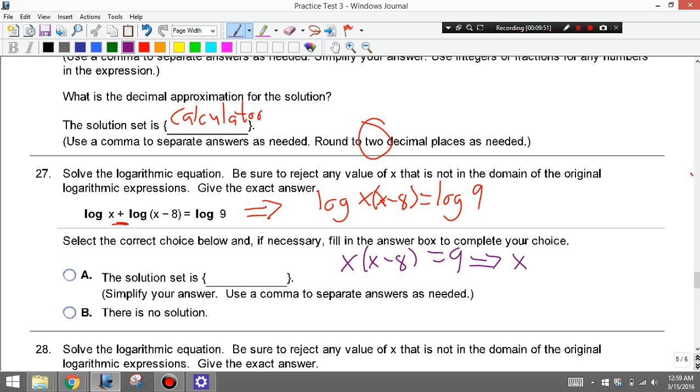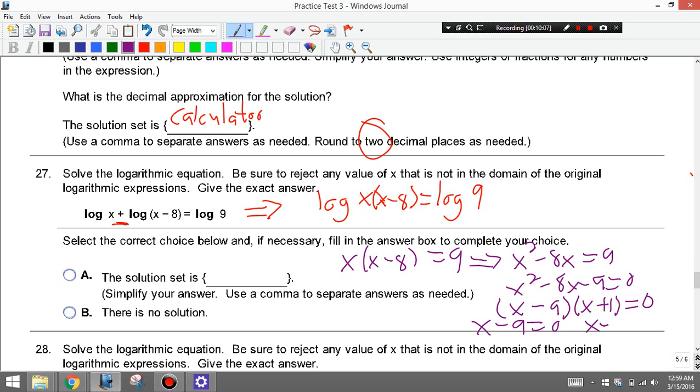So this means that x squared minus 8x equals 9. x squared minus 8x minus 9 equals 0. Factor: x minus 9 times x plus 1 is equal to 0. This means that x minus 9 equals 0 or x plus 1 equals 0, in which case, x is 9 or x is equal to negative 1. Now we know that because the domain of the logs is the positive x-axis, negative answers are not allowed. The answer is 9 and 9 alone.